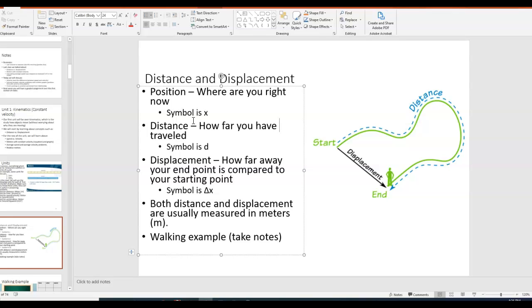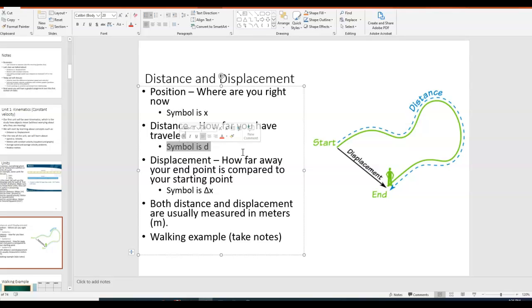If you imagine walking along a number line, if you walk left and right on a number line, your position, your x value, changes based off of where you are. Now, the distance that you've traveled is literally how far you have gone. For distance we're going to write d for distance.